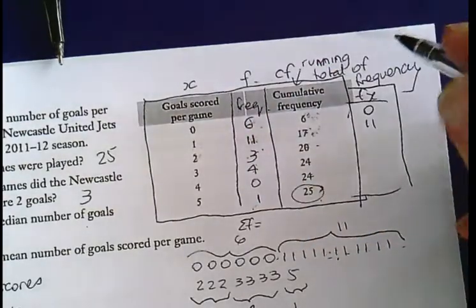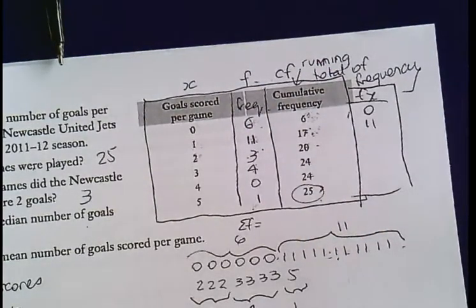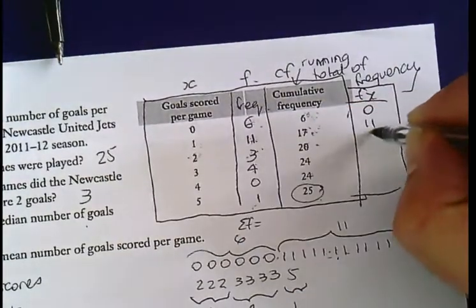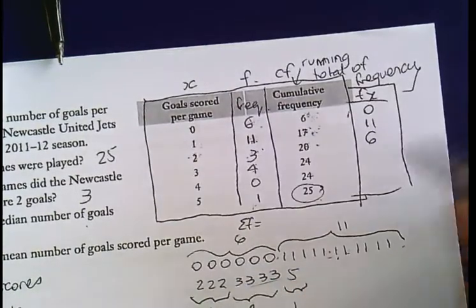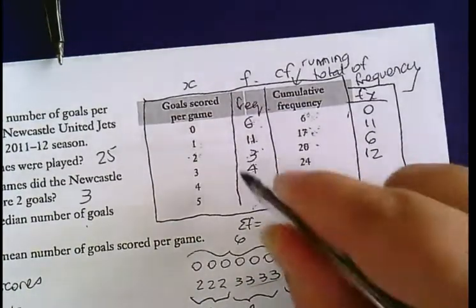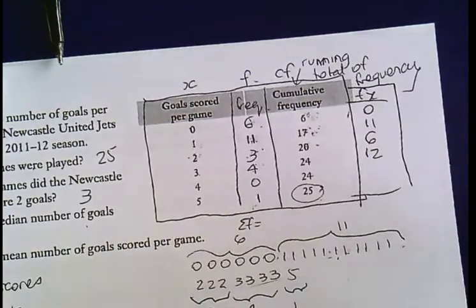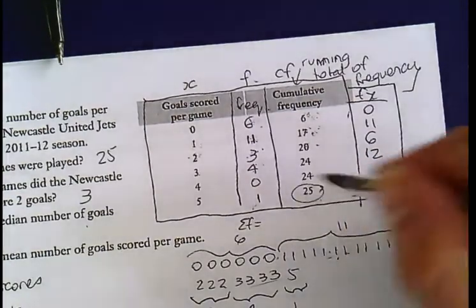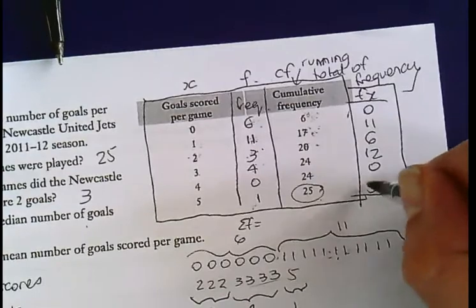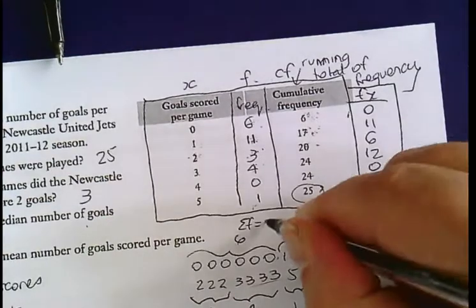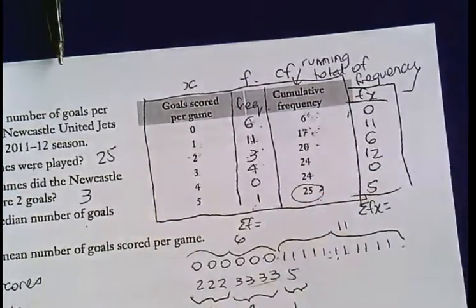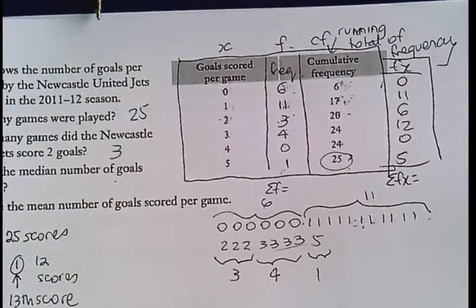F times x. Your score is always x. Your frequency is f. F times x means multiply f by x. So my 2s add up to 6. You can tell me what my 3s add up to. 12. It's 3 times 4 is 12. What do my 4s add up to? Because there are none. And 5 times 1 is 5. So if I add up these, that would be sigma fx, the sum of the fx's.